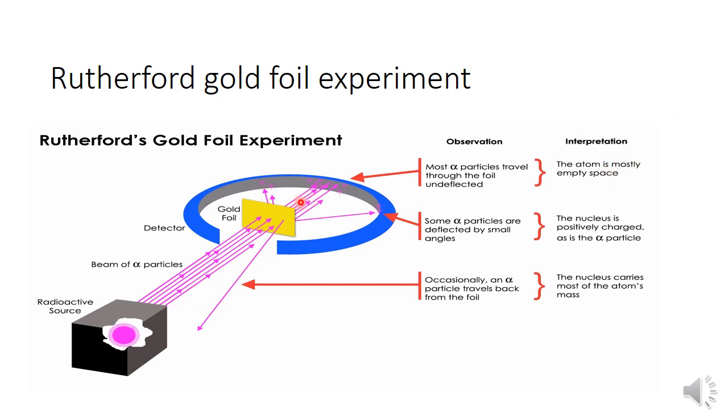Then others deviated at a very small angle. Why? Some alpha particles are deflected by a small angle. Why? The nucleus is positive.